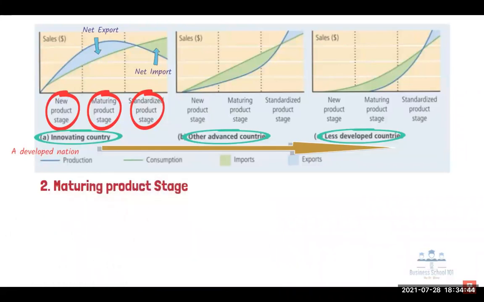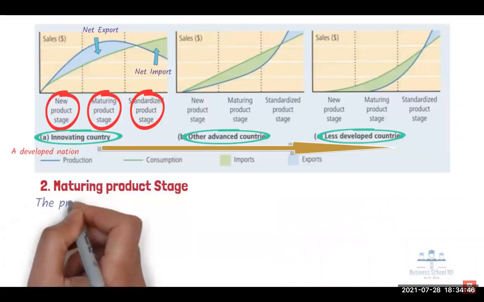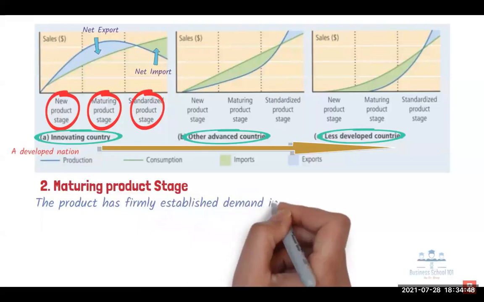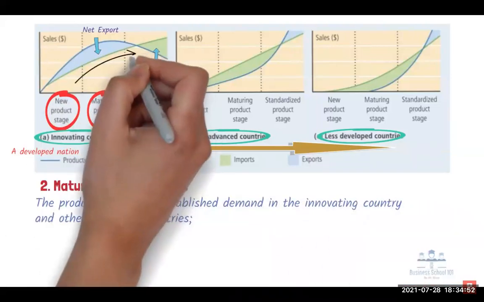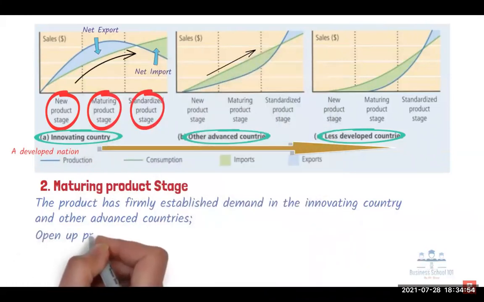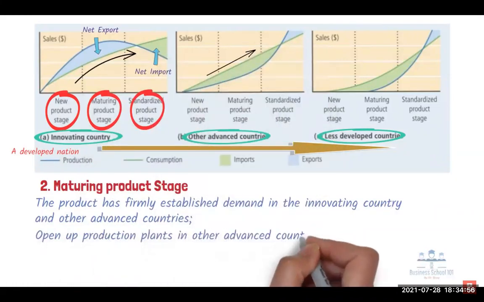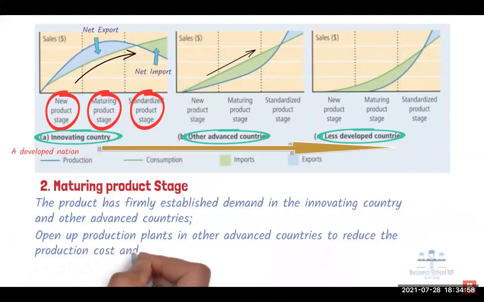Second, the maturing product stage. At this point, when the product has firmly established demand in the innovating country and other advanced countries, the manufacturer of the product will need to consider opening up production plants in other advanced countries to reduce the production cost and meet the increasing demand.